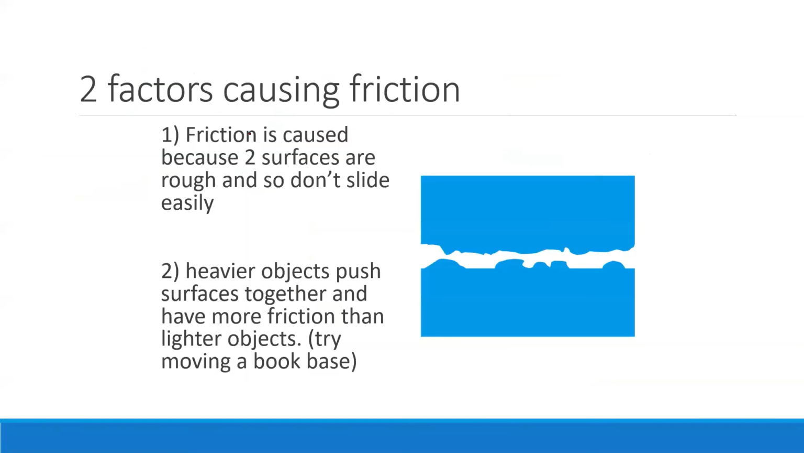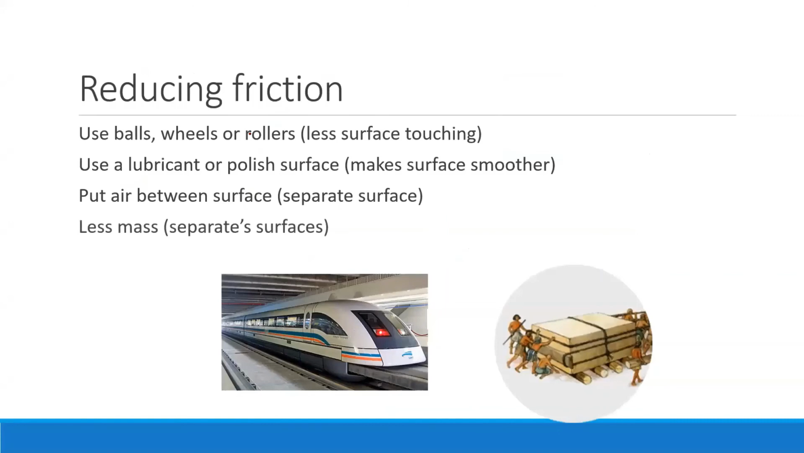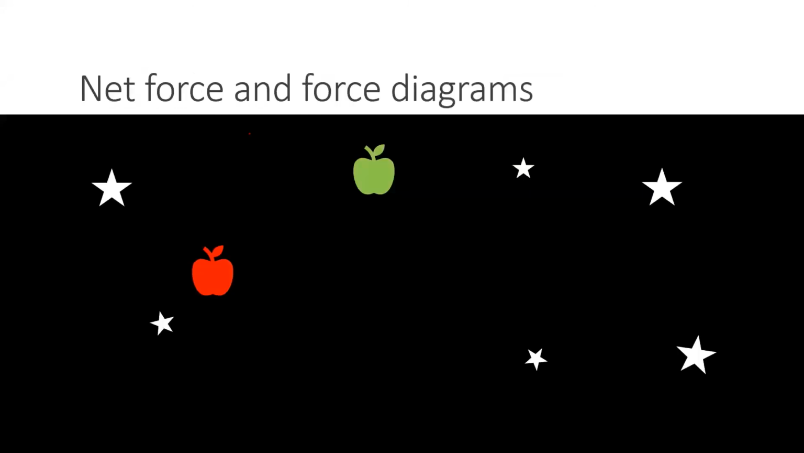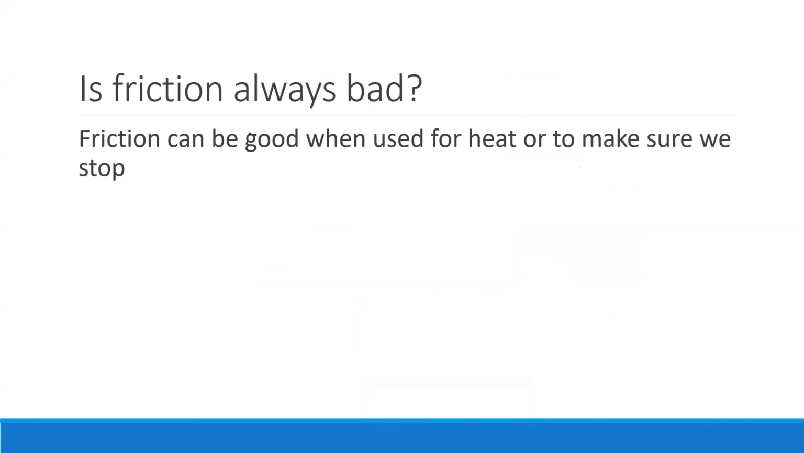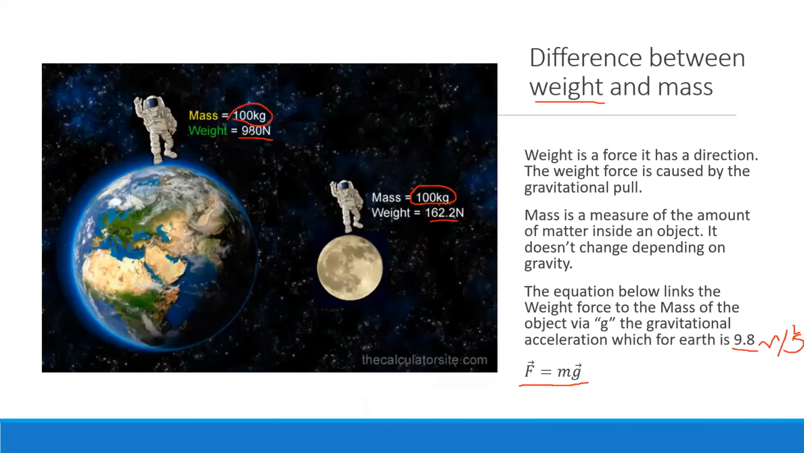Next time I see you guys, we're going to go through what factors cause friction and then how we can reduce friction. So just two little things. And then we'll move on to the next two, which is tension and compression, and the normal force. So that's what we're going to do next time.